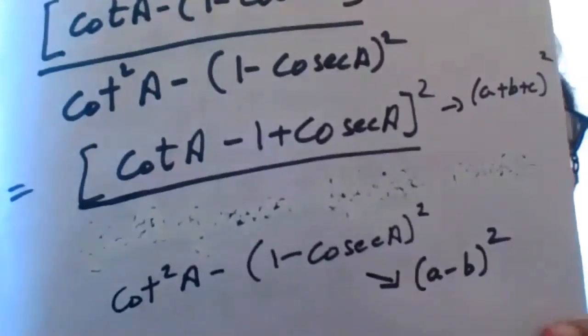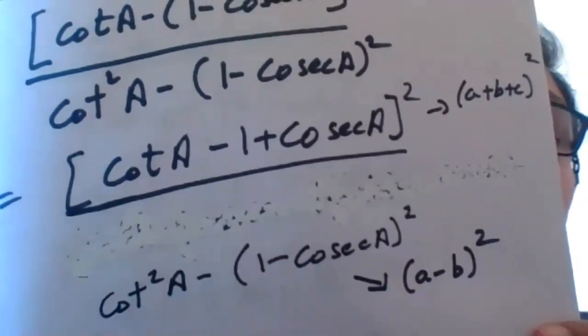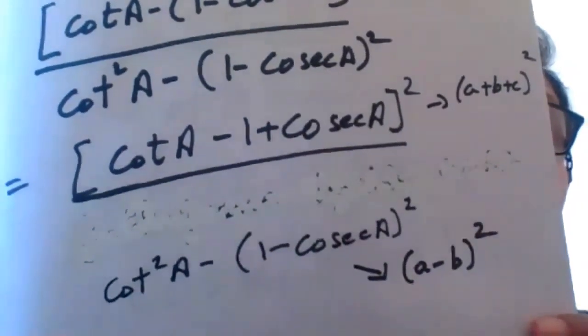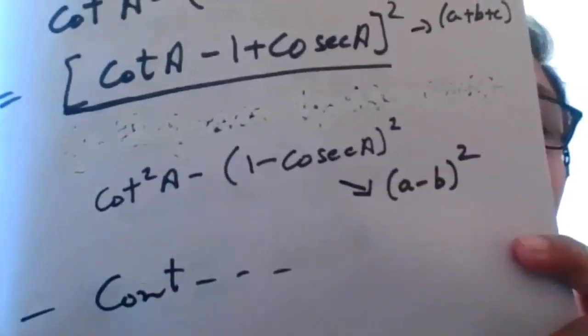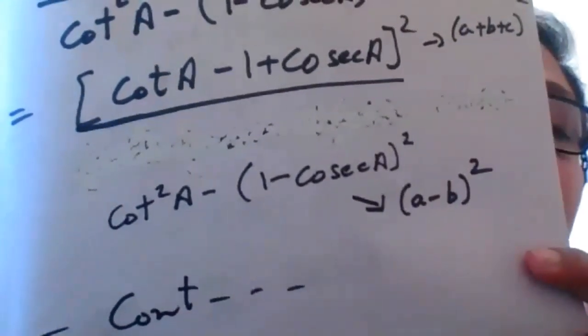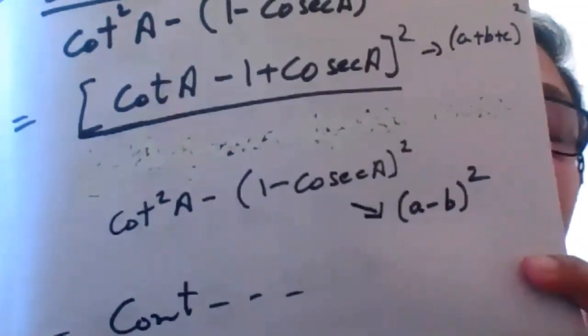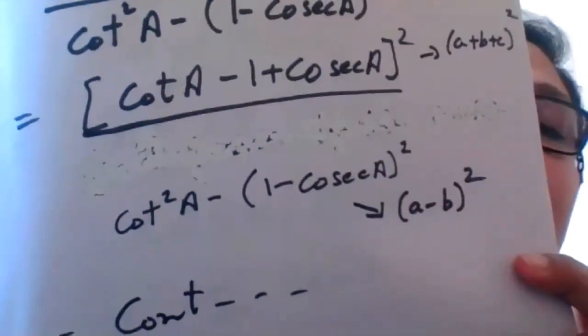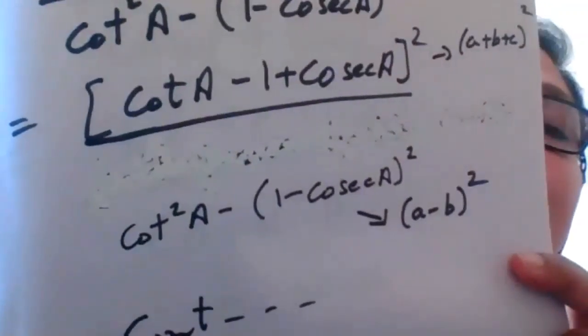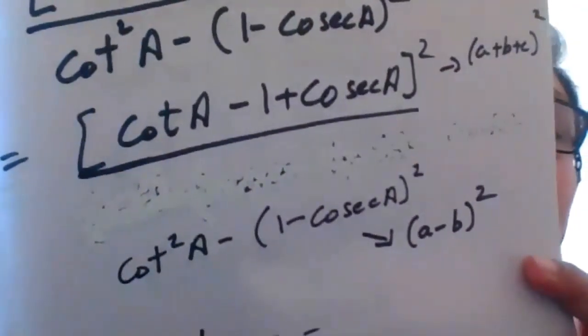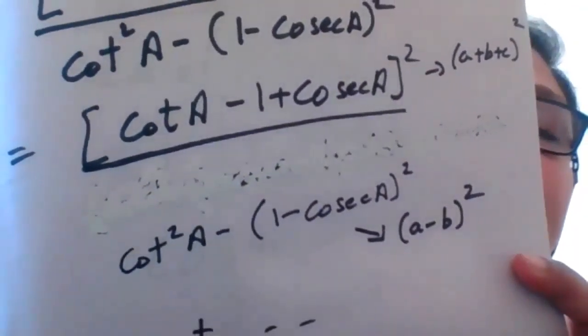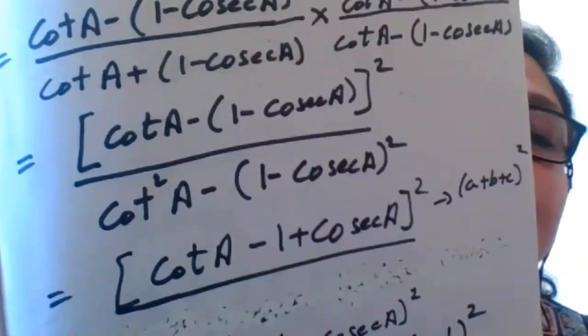Cot A minus 1 plus cosec A whole square as the numerator and the denominator as cot square A minus 1 minus cosec A whole square. That is again in the form of A minus B whole square, and the numerator is in the form of A plus B plus C whole square. Can you see? Yes, ma'am.